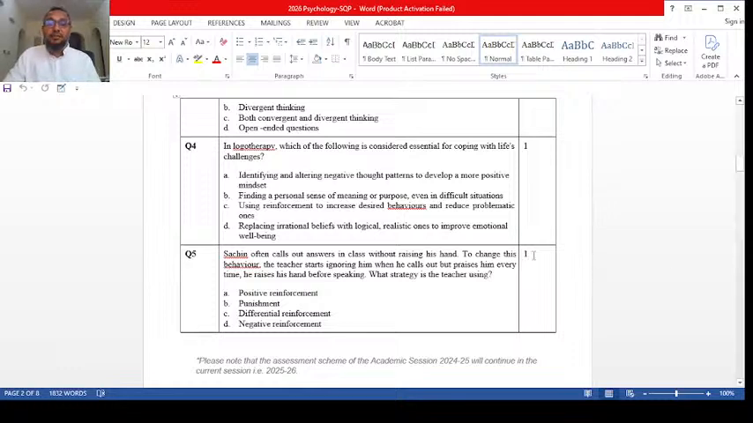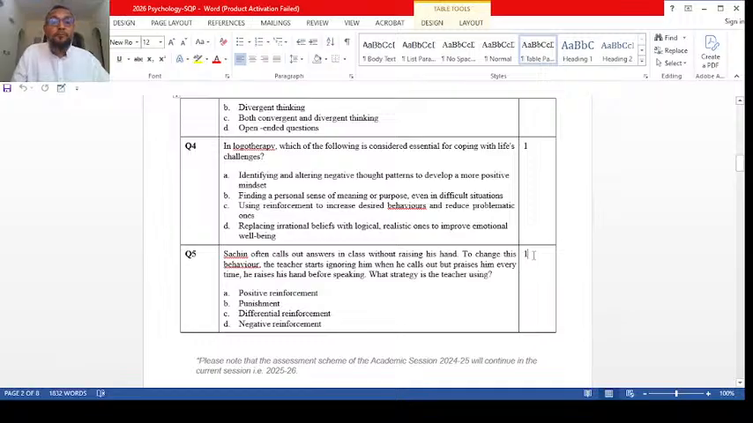Now the next one, question number 5. See, using reinforcement in behavior therapy, replacing irrational beliefs with logical, realistic ones. It is the Albert Ellis cognitive therapy, my children.